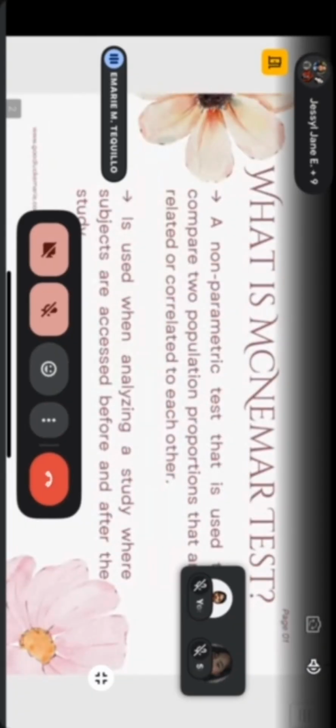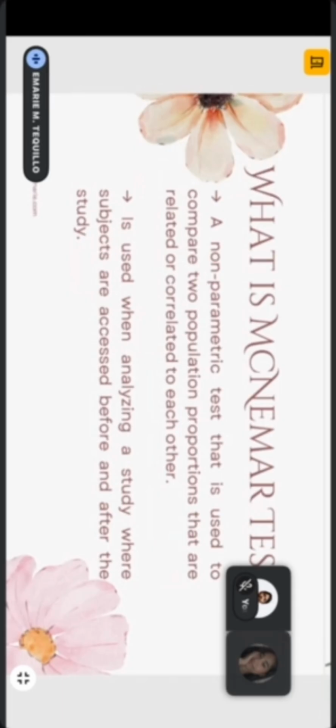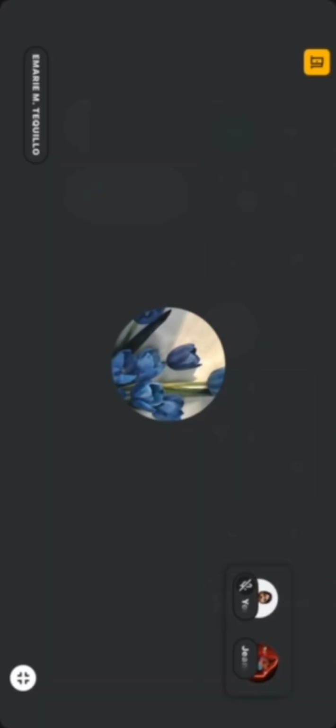Who wants to read the first slide, everyone? Okay, go on, Jeanette. A non-parametric test that is used to compare two population proportions that are related or correlated to each other. It is used when analyzing a study where subjects are assessed before and after the study. Okay, thank you very much, Jeanette.